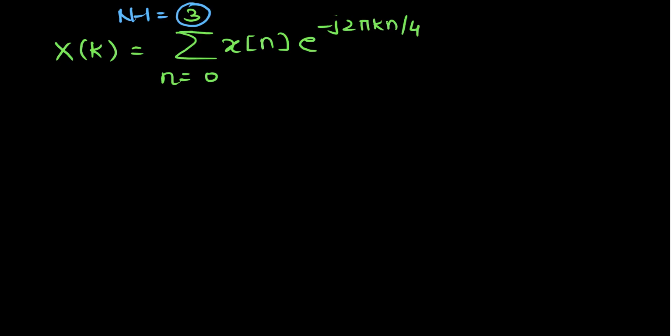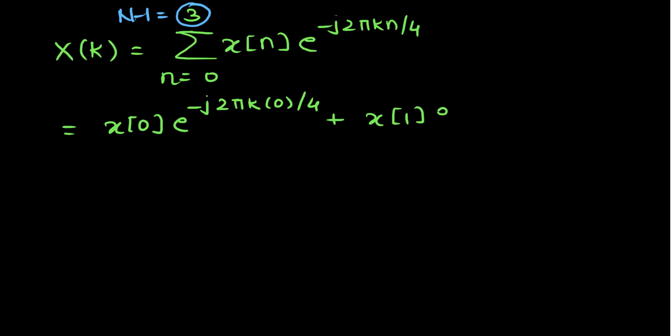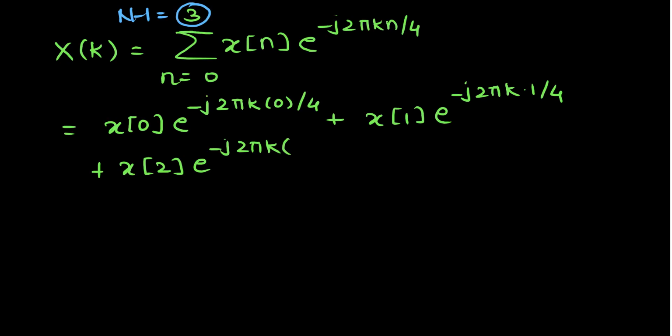So this expression can be written as x of 0 into e to the power minus j 2 pi k into 0 by 4 plus x of 1 into e to the power minus j 2 pi k into 1 by 4 plus x of 2 into e to the power minus j 2 pi k into 2 by 4 plus x of 3 into e to the power minus j 2 pi k into 3 by 4.